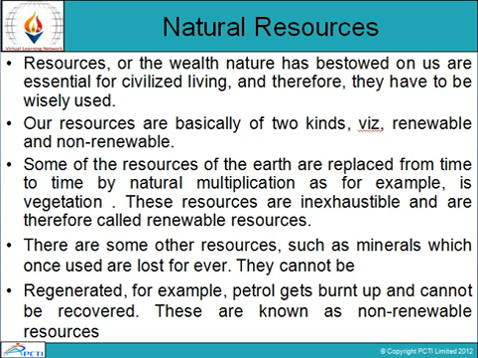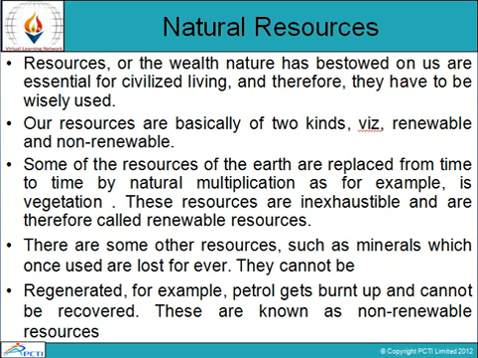What are the natural resources that we have? The resources, जिसे हम संसाधन कहते हैं, the resources or the wealth nature has bestowed on us are essential for civilized living, and therefore they have to be wisely used. And our resources are basically of 2 kinds, that is renewable and non-renewable.